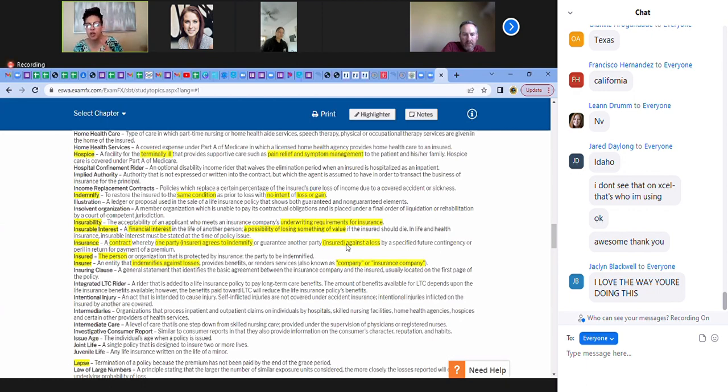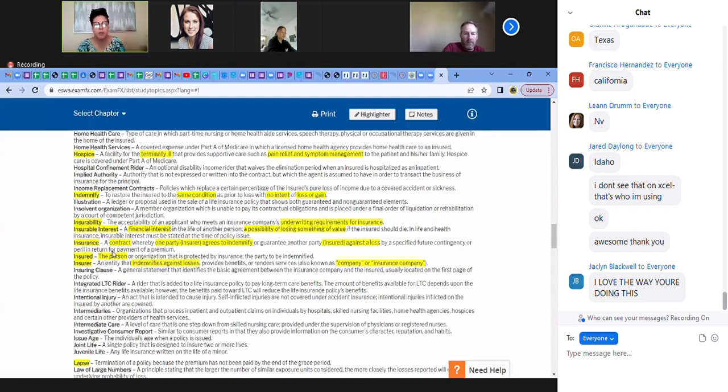The insured, ED, is the person who's getting indemnified. So if I'm the insured, the insurance company is getting me back to the same condition. So just know ED is the person, ER is the company or the insurance company. And that's who brings the person back to the same condition. So you must know the difference between those two.